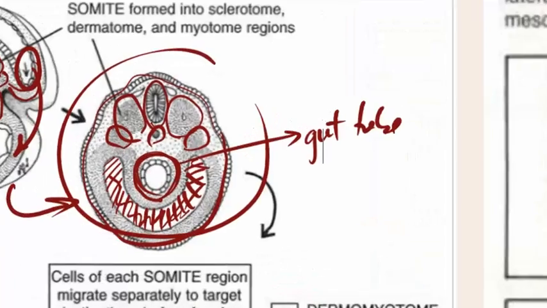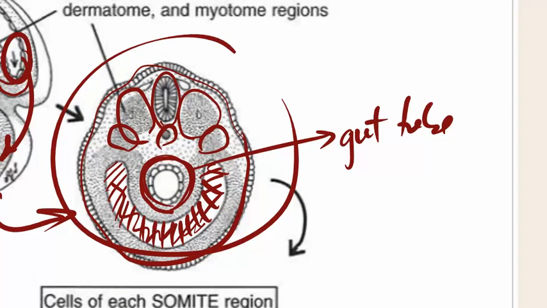So we talked about how the lateral plate mesoderm has two parts. What were the two parts of the lateral plate mesoderm? What is the splanchnic lateral plate mesoderm lining? The endoderm. Okay.